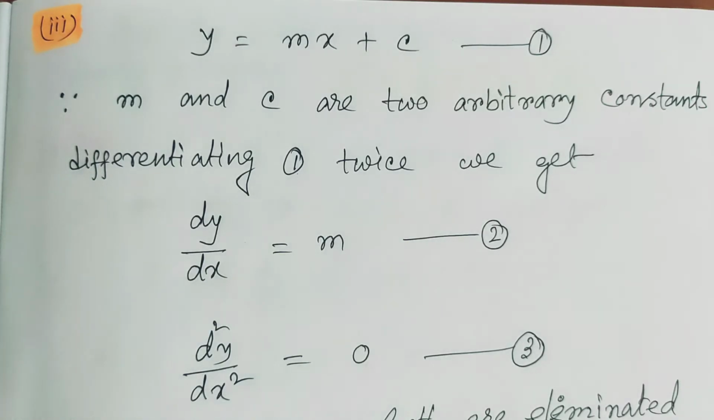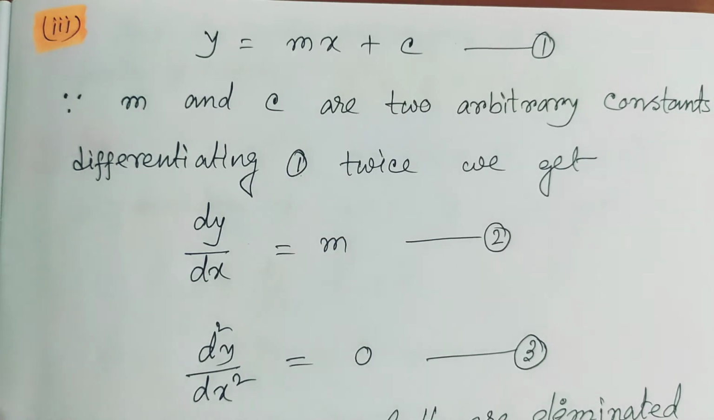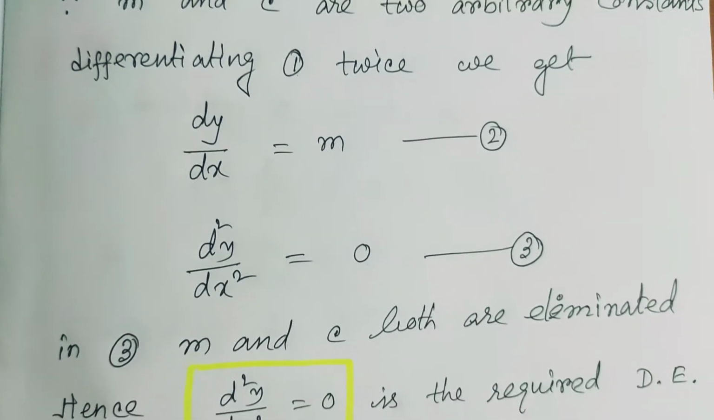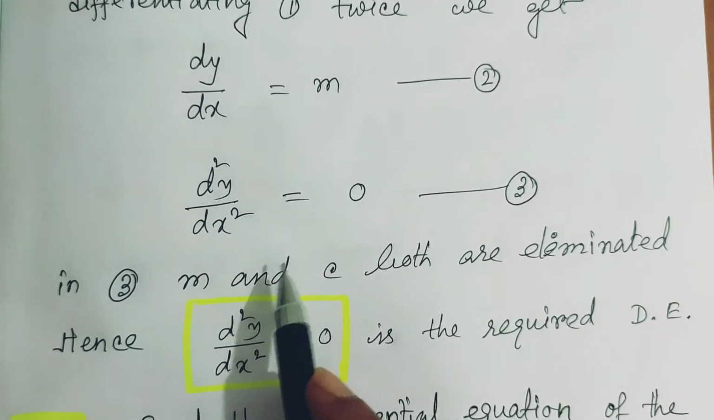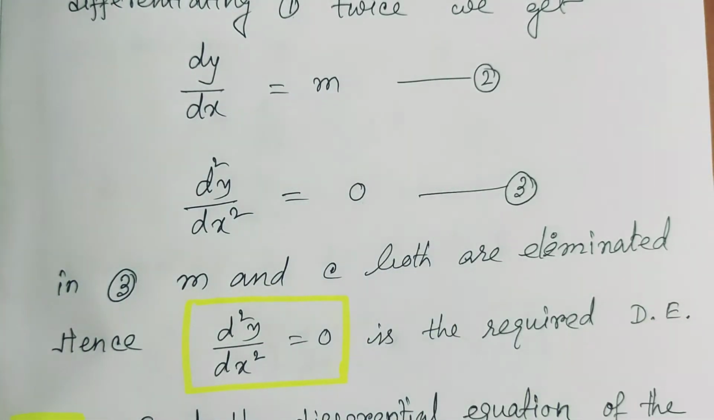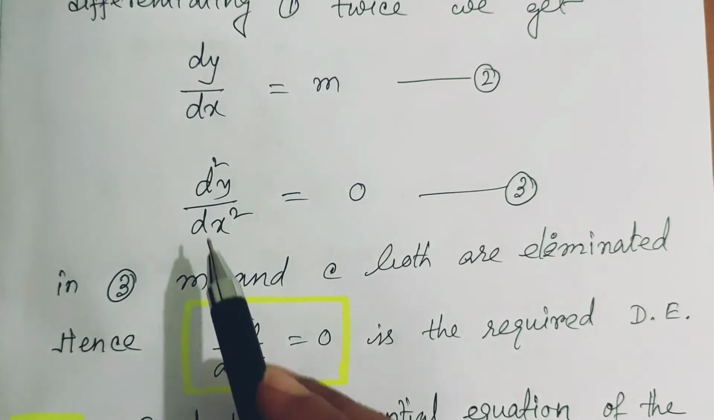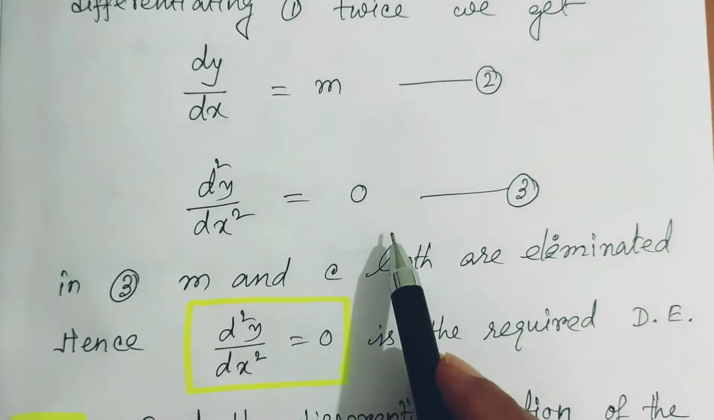So now it is the third case. In the third case, in y is equal to mx plus c, m and c both are arbitrary constants. As two arbitrary constants are there, that's why we have to differentiate twice. So the first time derivative, we know, is dy by dx is equal to m, and when we do the second order derivative, then d square y by dx square is equal to 0.